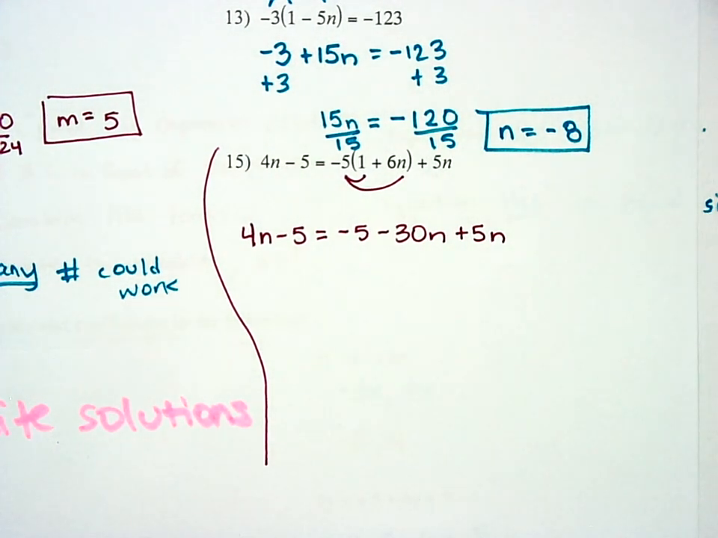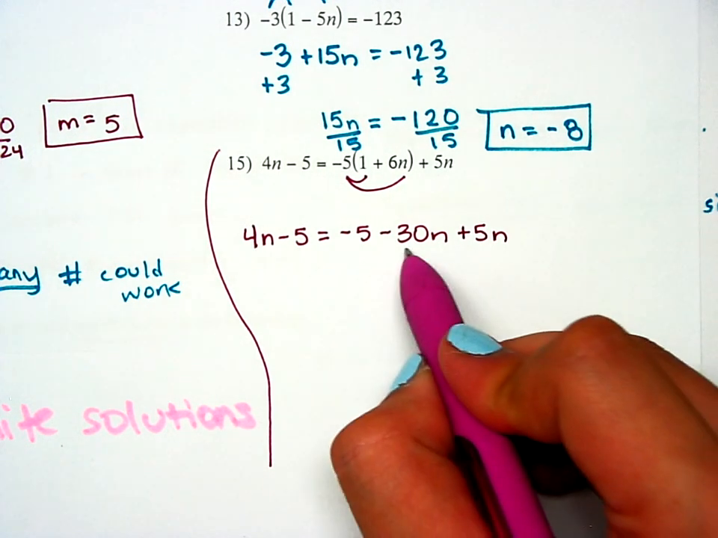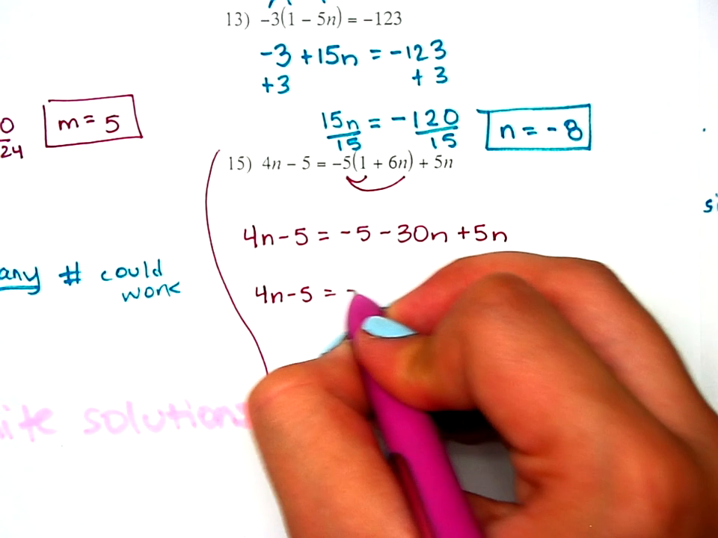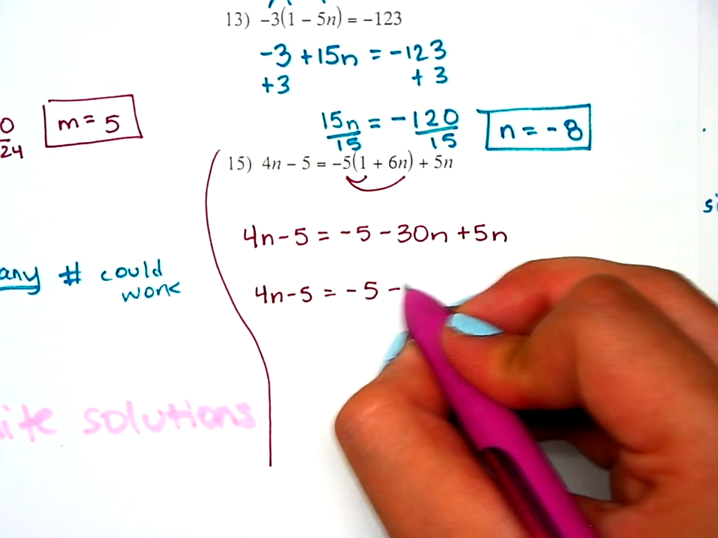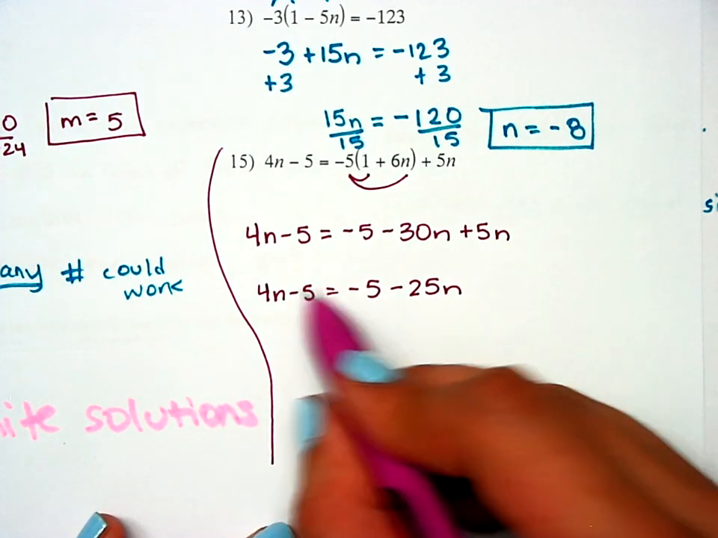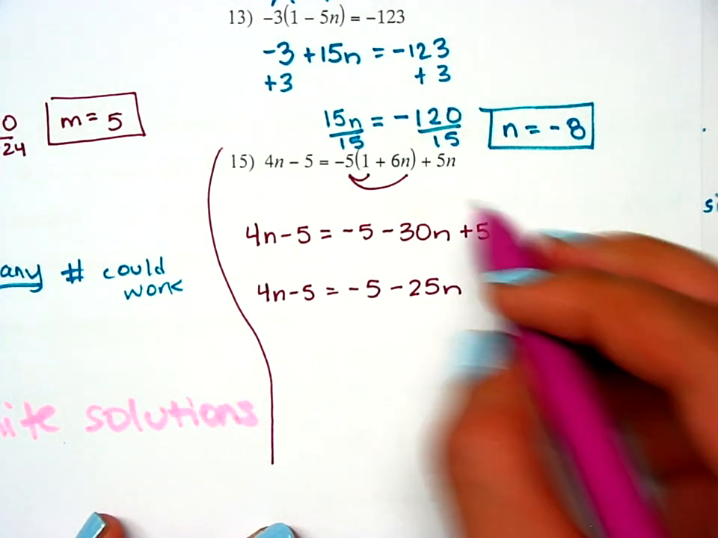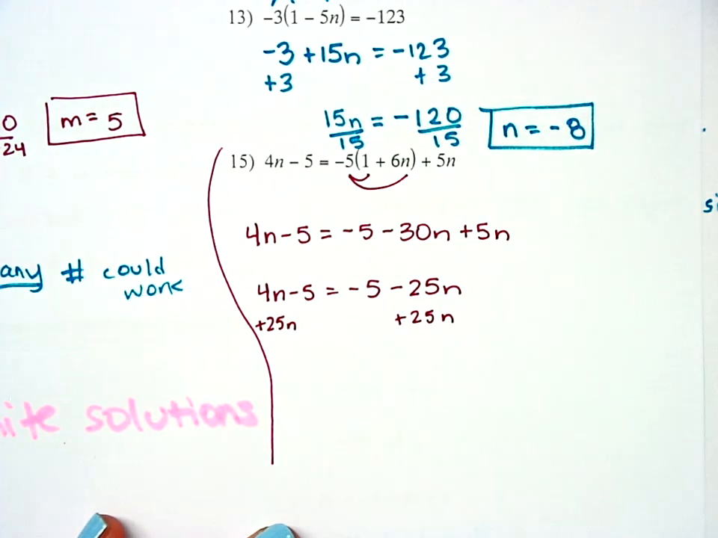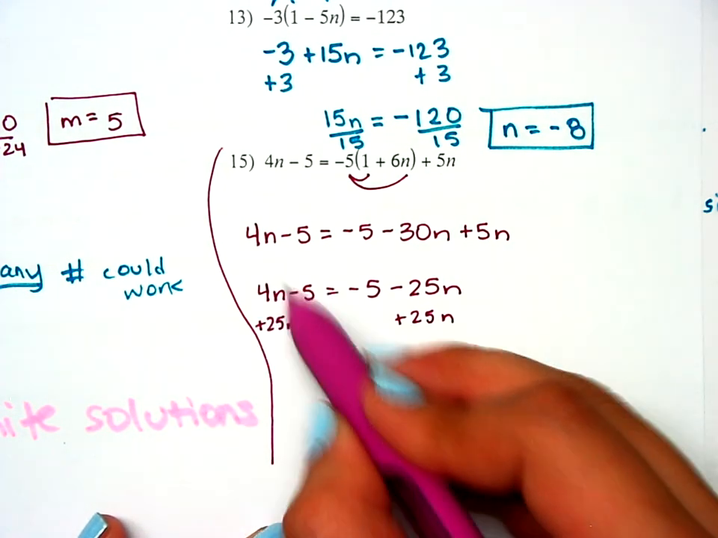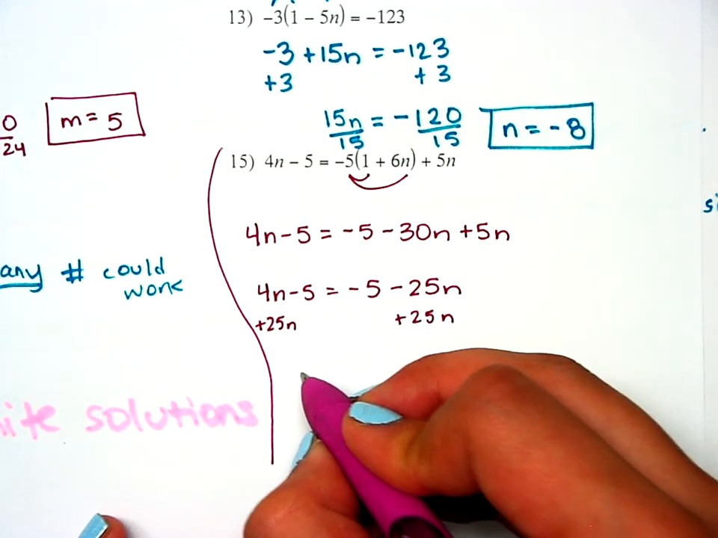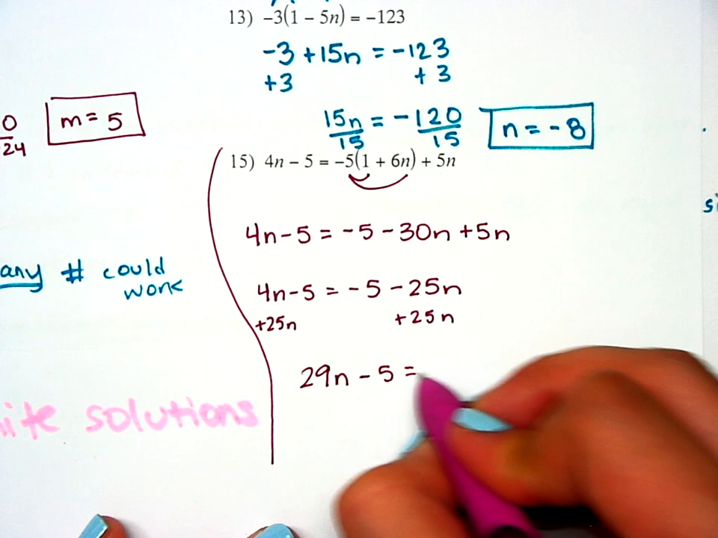Next step, combine like terms, so only if it's on the same side of the equation. I see like terms right here, negative 30 and positive 5. So I'm going to rewrite everything in the equation. And then when I combine these, that's going to give me negative 25n. Okay. Next step, I need my variable on the same side of the equation. So I'm going to add 25n to both sides of the equation. Okay, so when I add these, I'm going to get 29n minus 5 equals negative 5.